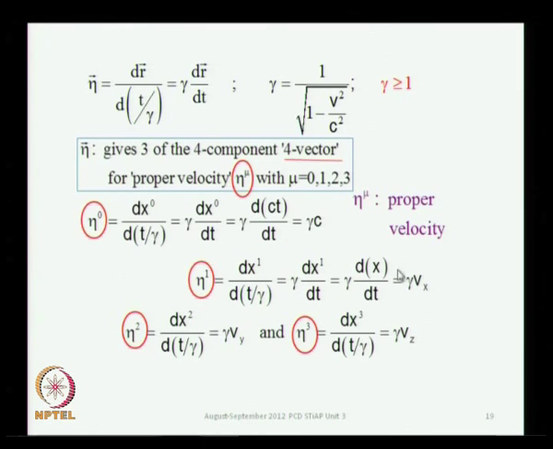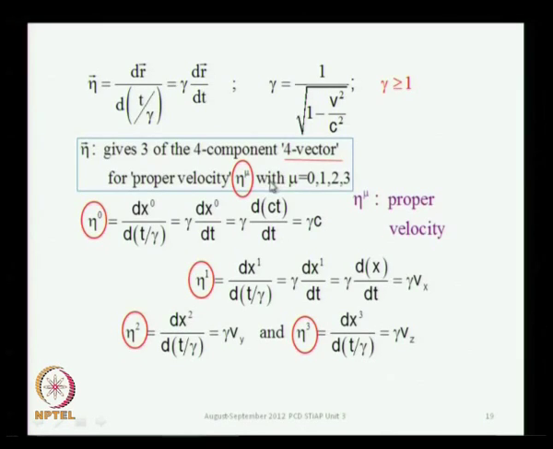And eta 0, which is the fourth component, is given by the ratio of dx 0 to this quantity over here. Okay, so, essentially you rationalize the whole thing in a consistent fashion. This is the natural way of doing it, and this gives you the four vector which constitutes the proper velocity.